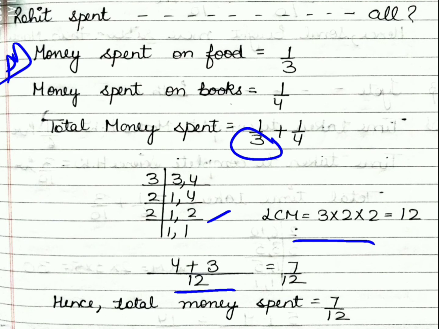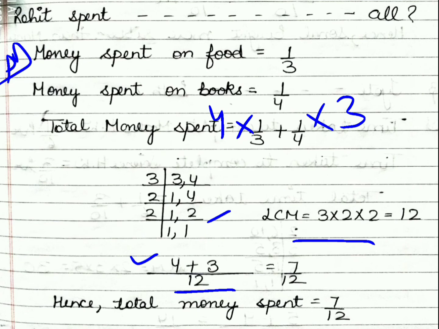When you divide 12 by 3, the answer comes 4. So what do you do? Whatever the answer of the first fraction, you have to multiply it with its numerator. 4 ones are 4. So here, 4 times 3 is 12, so it comes at 3. So its numerator you have to multiply by 3. So the answer comes 4 plus 3, that is 7. So the fraction will be 7 by 12.